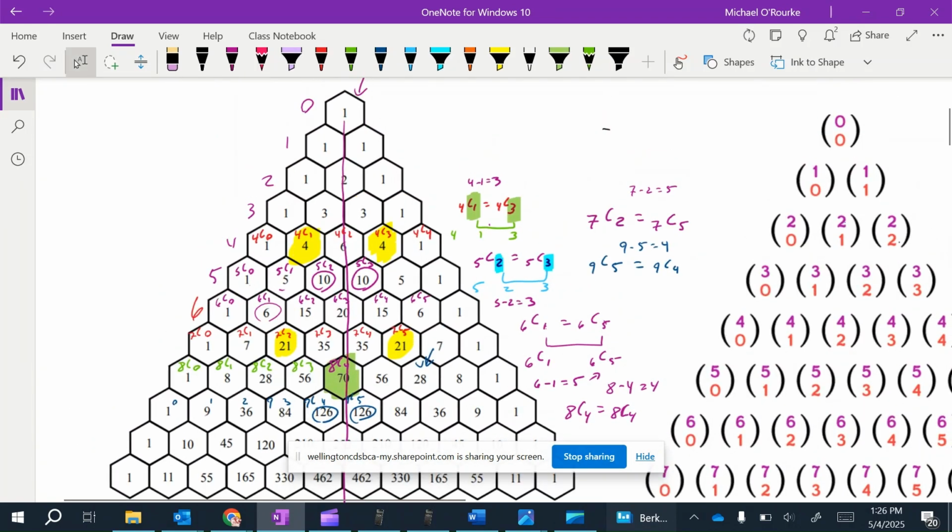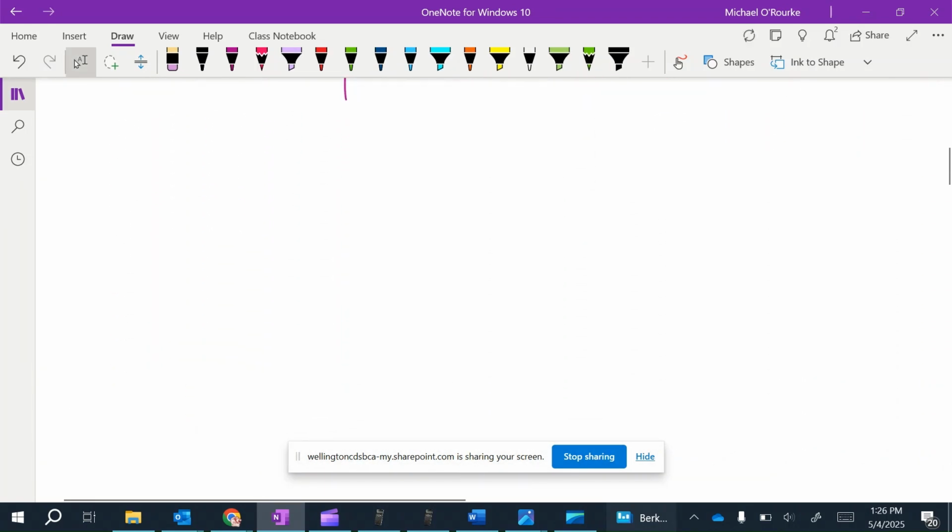So that's the first thing I want you to take away. Three things. One, how to make Pascal's triangle. I make Pascal's triangle by adding the things above. So this is 1. 1 plus 1 is 2. 1 plus 0 is 1. 1, 3, 3, 1. 1, 4, 6, 4, 1. And so on and so forth.